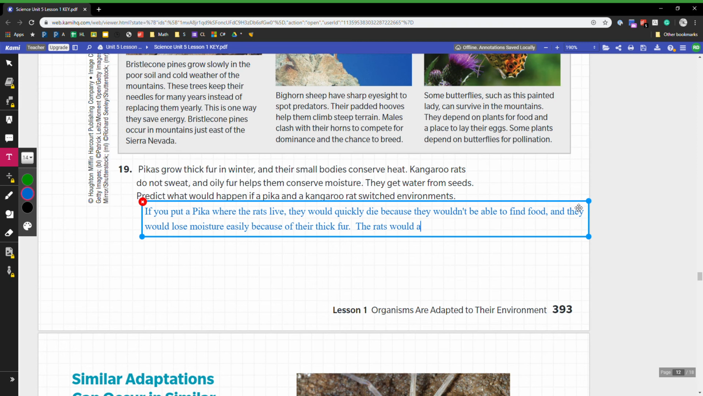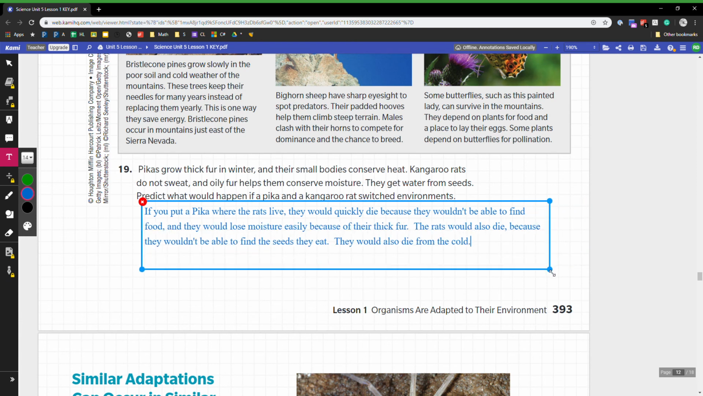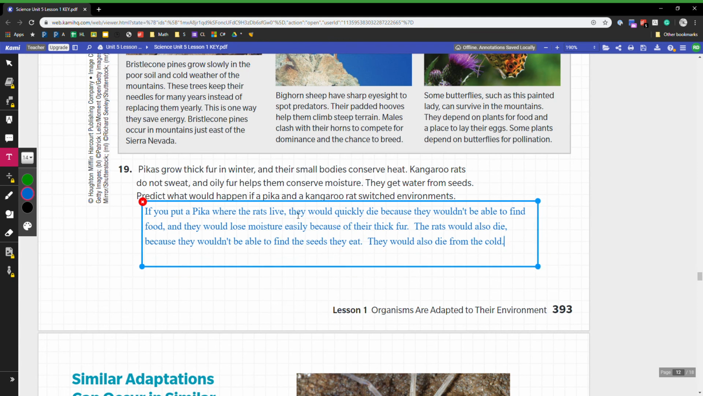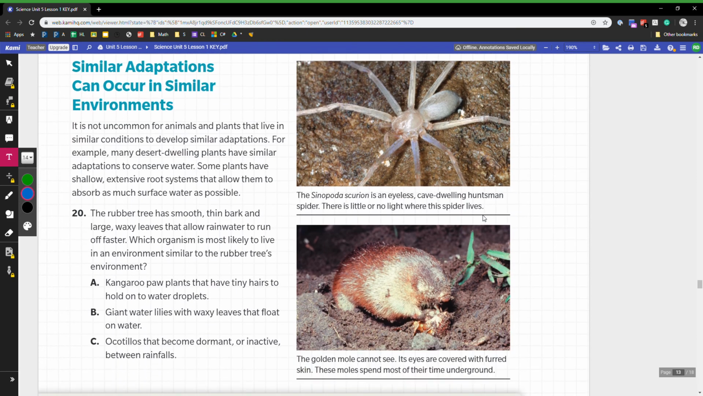The rats would also die if they switched places because they wouldn't be able to find the seeds they eat, probably. They would also die from the cold because it says that the oily fur helps them conserve moisture, which is good if it's hot, but oily fur is not going to help you stay warm. So they're going to get really cold. So those are some examples.